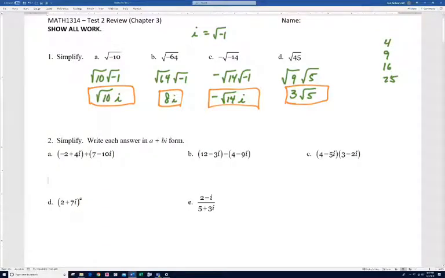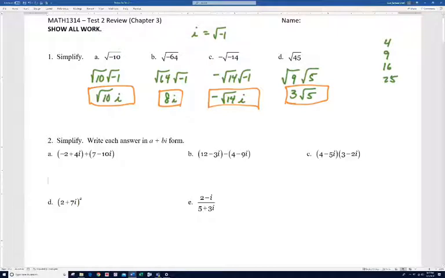In this video, I'm going to be going over some of the problems that we didn't cover in class on the review. So let's look at number 2. So here we're adding, subtracting, multiplying, and dividing complex numbers, particularly imaginary ones.